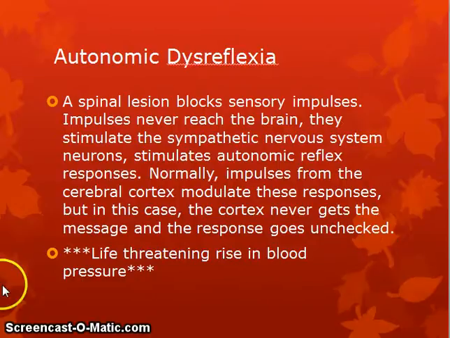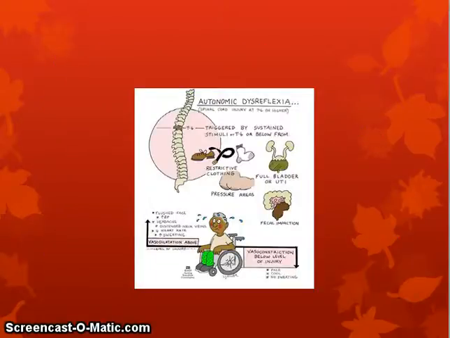But it's still triggering a nervous system response. All right, normally your cerebral cortex moderates these, all right? But in this case, it never gets the signal, so we just keep triggering releases of epinephrine. That's going to increase the heart rate and the blood pressure, and if it continues and goes on without treatment, it can be life-threatening and lead to the patient having a stroke or hemorrhage.